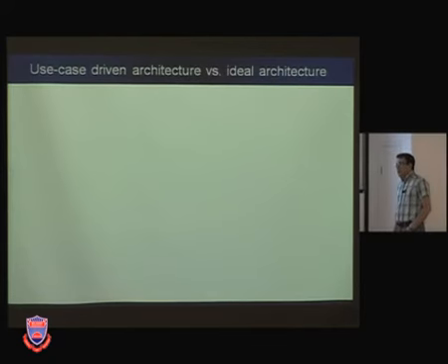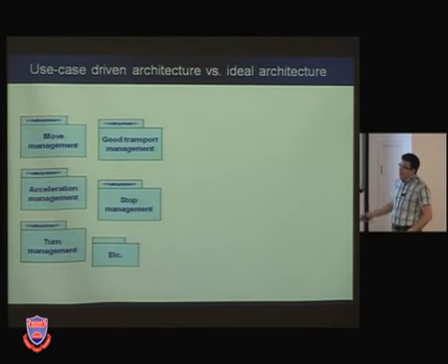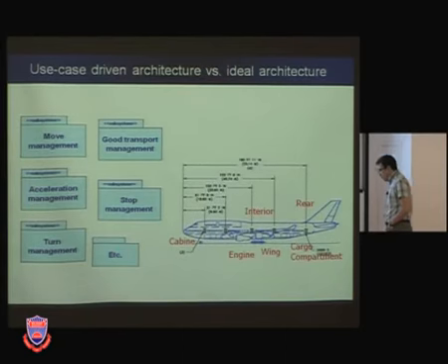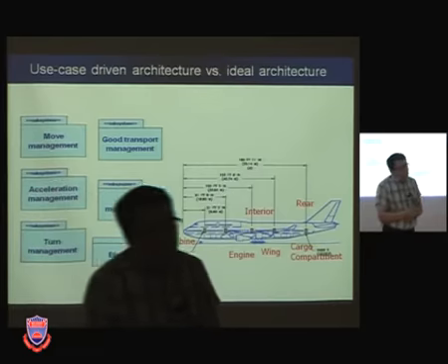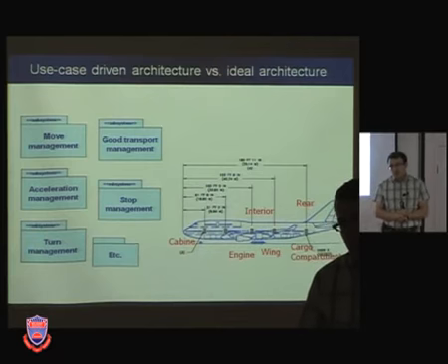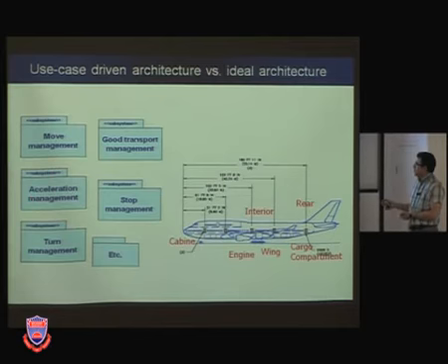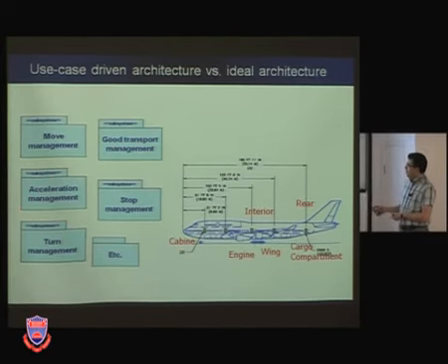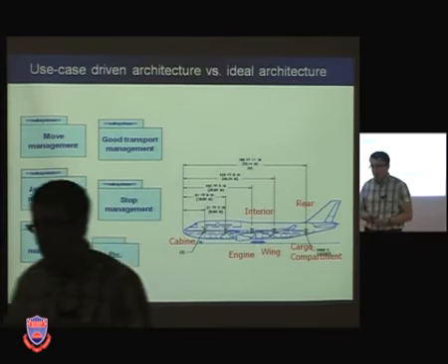If we consider the ideal architecture, in this case designing a plane, this is what we found, but the ideal architecture, which is actually in the domain, will be radically different from the one that we have defined using use cases. Here we have move management, goods transport management, acceleration, but in the domain we talk about cabin, engine, interior, wing, etc. So the abstractions are different.